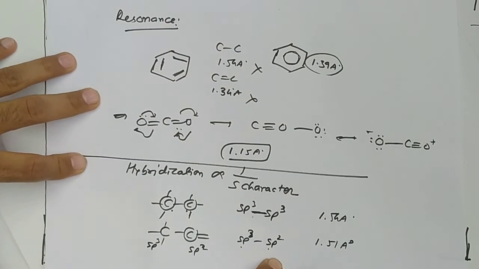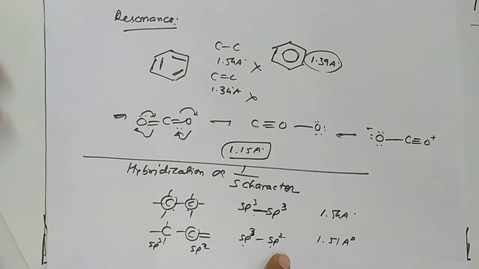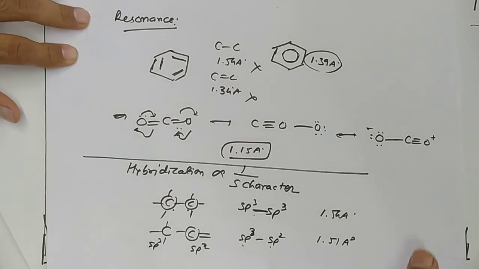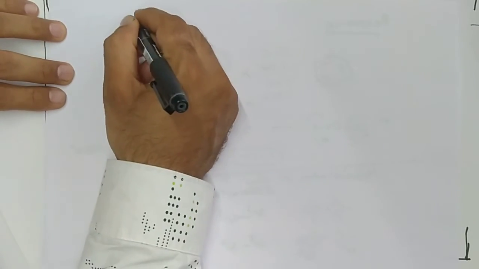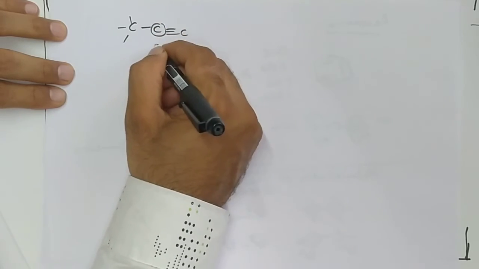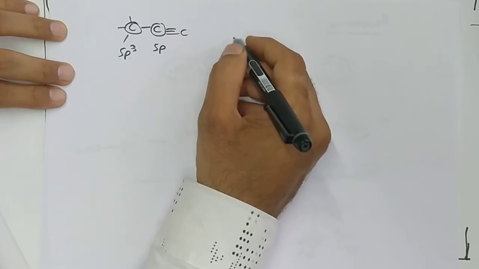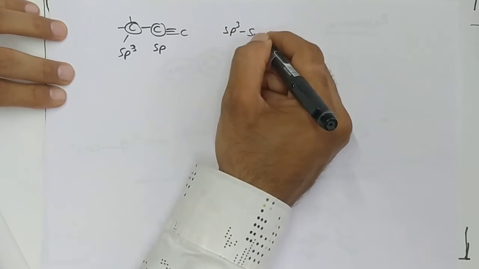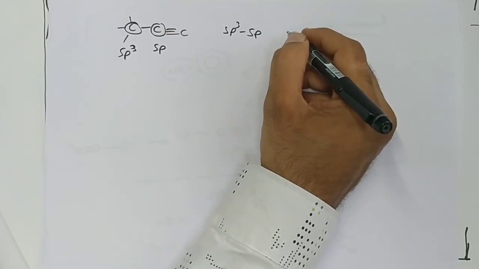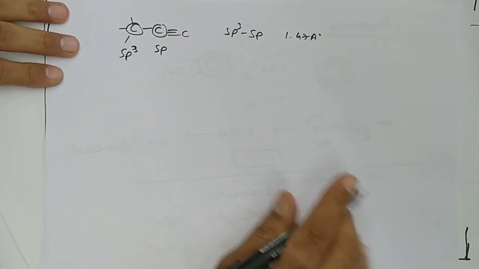Why? S character increases, bond length decreases. Now in the case of this one, which possesses sp, and this one having sp3 hybridization, sp3 and sp combine and form a bond, so bond length is 1.47, which also decreases.